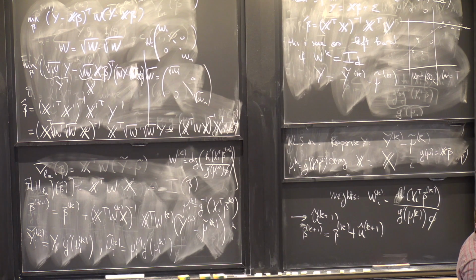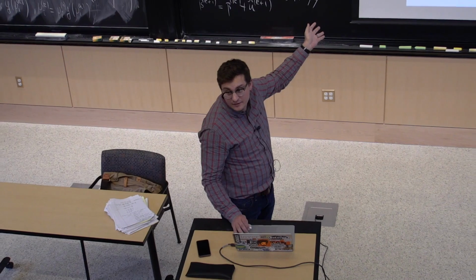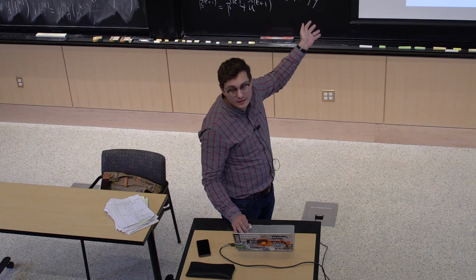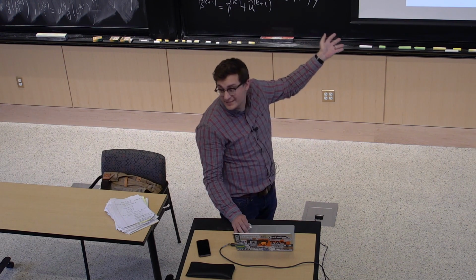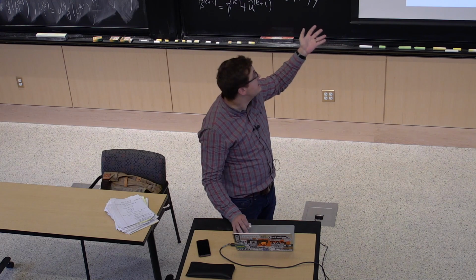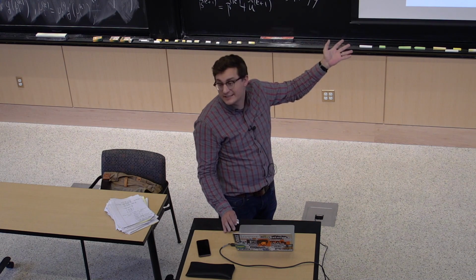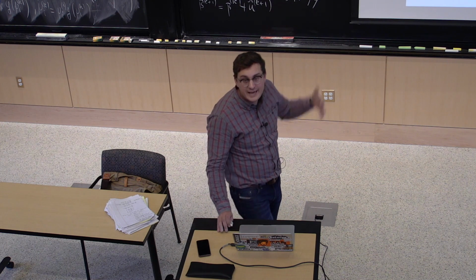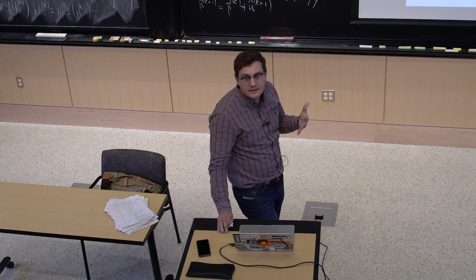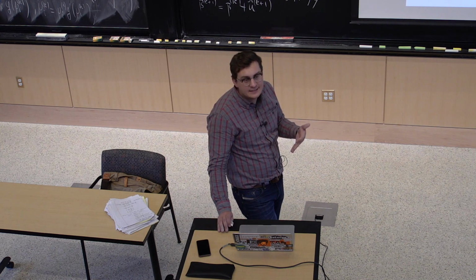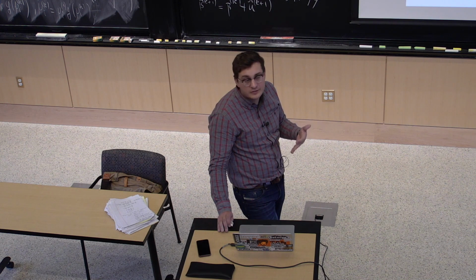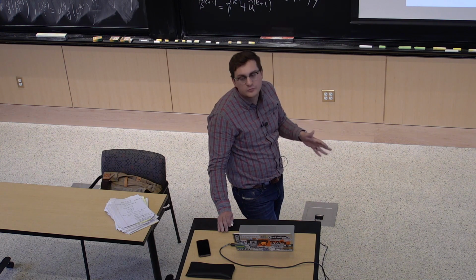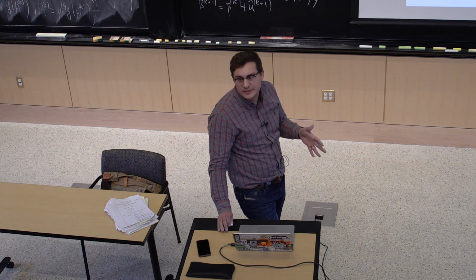And actually, this was your question from last time. As soon as I use the canonical link, Fisher scoring and Newton-Raphson are the same thing because the Hessian is actually deterministic in that case. Just because when we took this, when you use the canonical link, h is the identity, which means that its second derivative is equal to 0. So this term goes away even without taking the expectation, right?